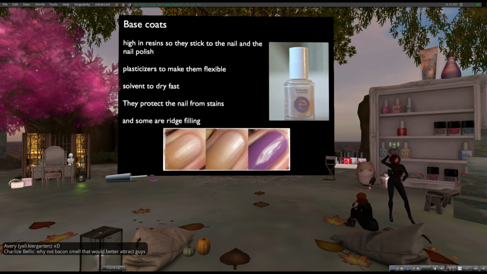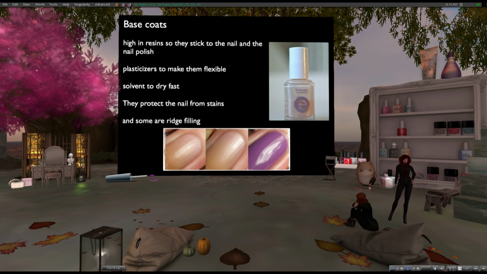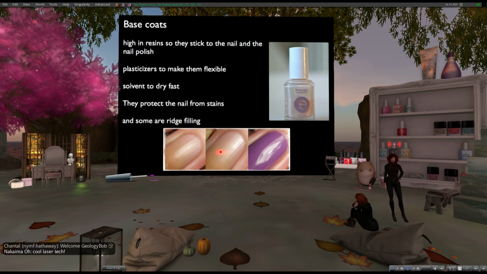And so in the bottom picture here, I've got my laser on. The left one with the red dot is a normal ridged nail. And just like Leslie was mentioning, this one is yellowed at the tip. And then in the second one here, this is after a ridge-filling base coat has been applied. And then over that ridge-filling base coat, when you apply the actual nail polish, it's really smooth and shiny.